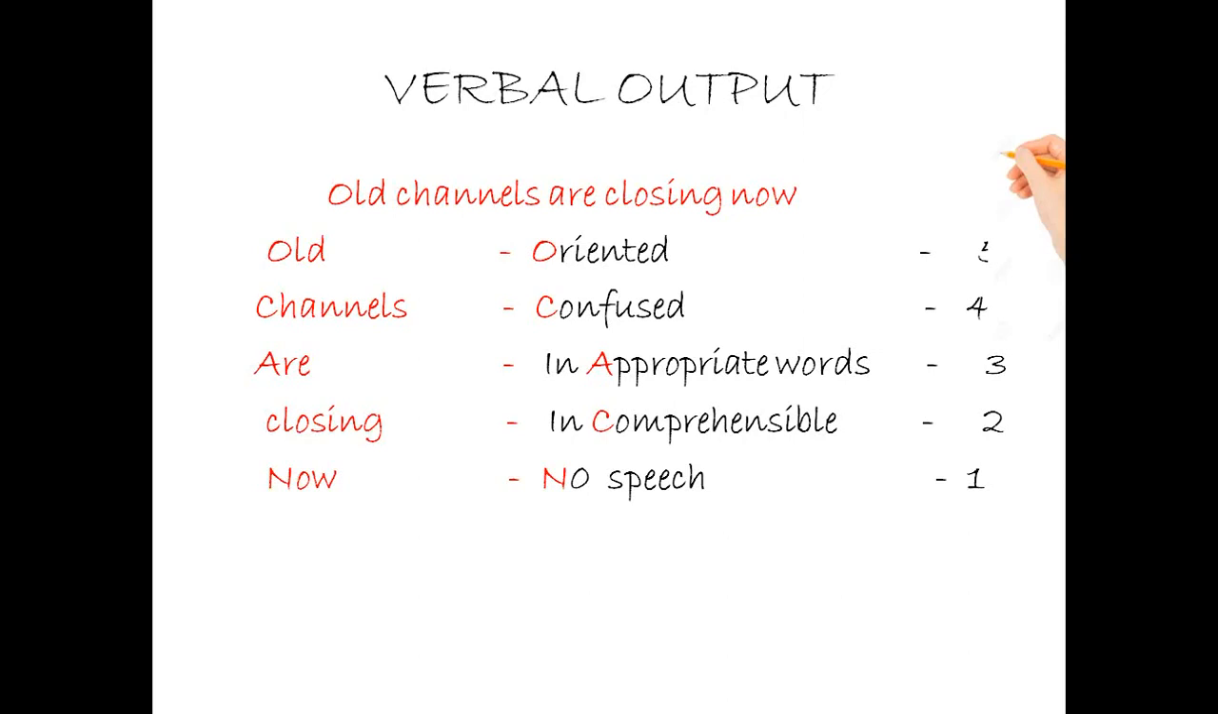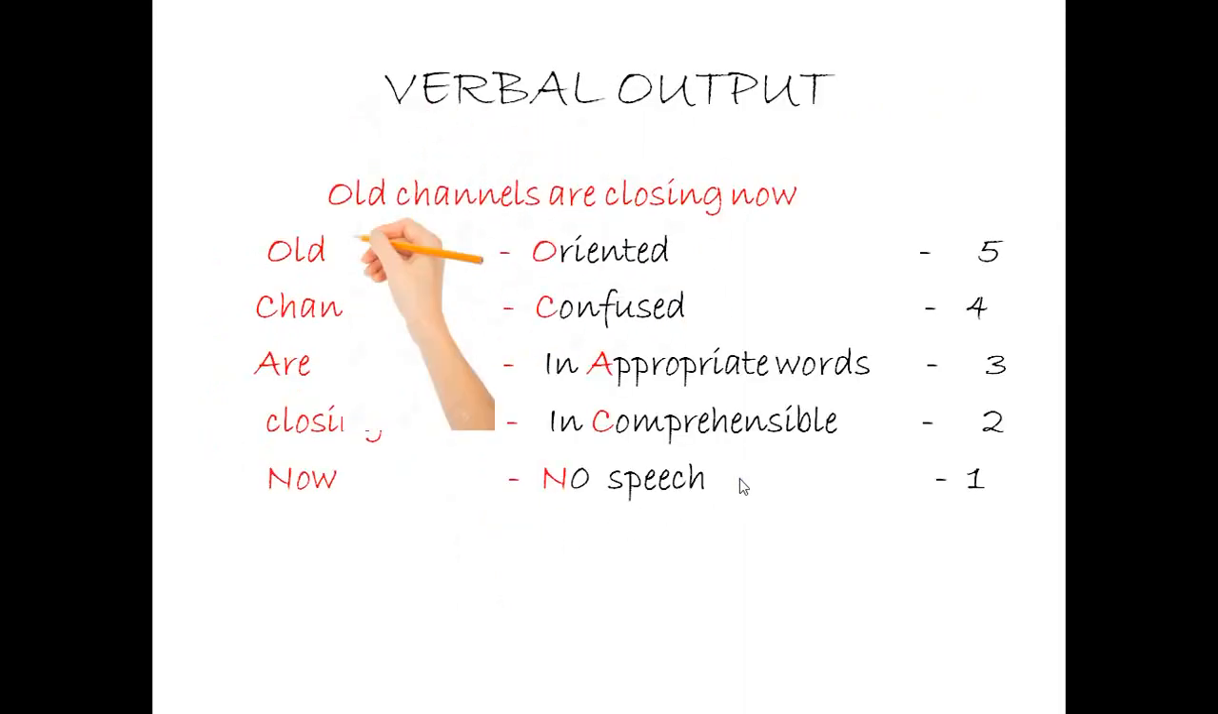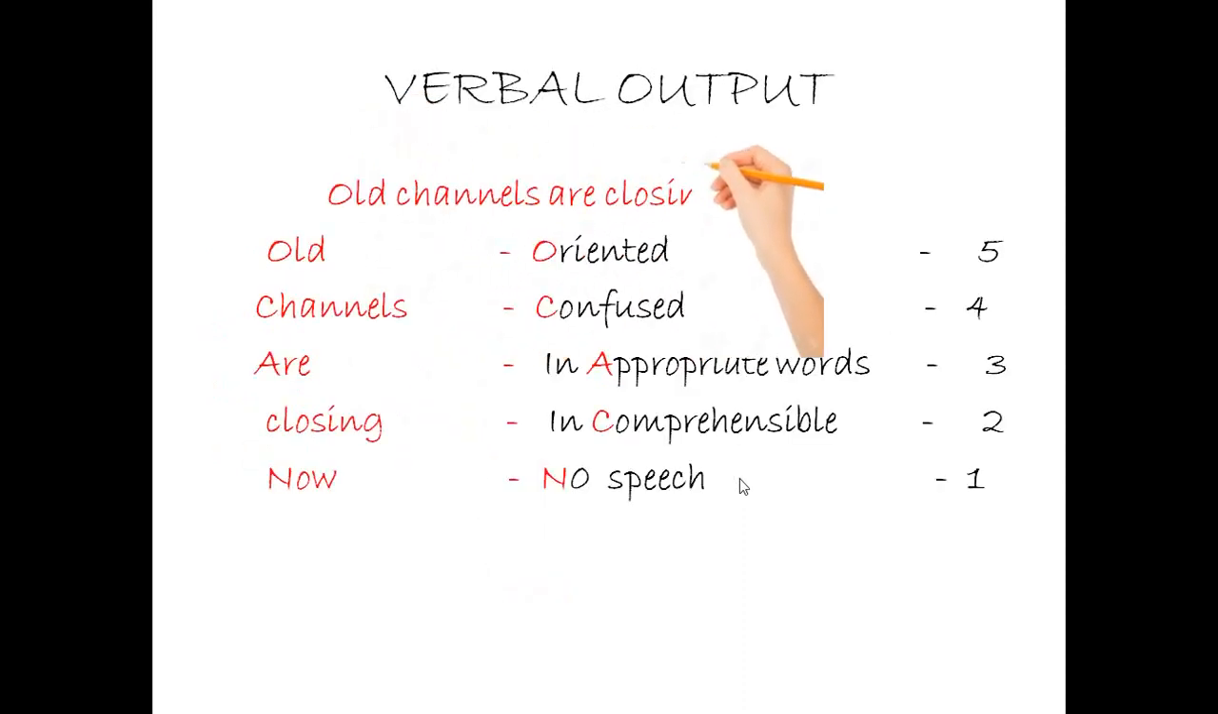So the maximum score for verbal output is 5 and the minimum score is 1. I forgot to mention in the eye response, the maximum score is 4 and the minimum score is 1. Eye opening spontaneously is 4 and no response is 1. Clear, right? The first mnemonic is ESPN. The second mnemonic is all channels are closing now.